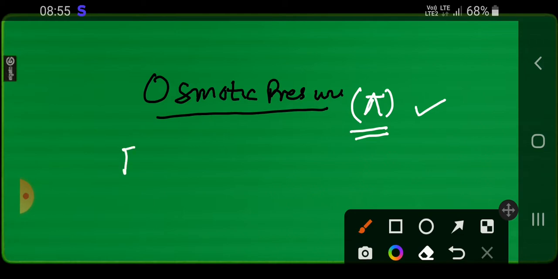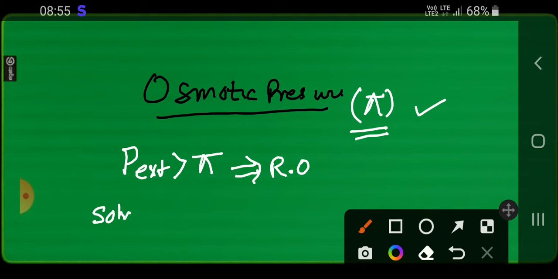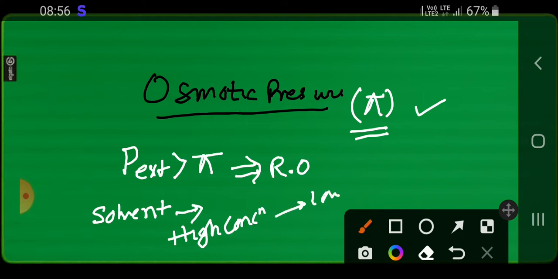Now what will happen if the external pressure is higher than the osmotic pressure? Then reverse of osmosis starts to take place. And what is the reverse of osmosis? That the solvent molecules pass through the semi-permeable membrane from high concentration to the low concentration.